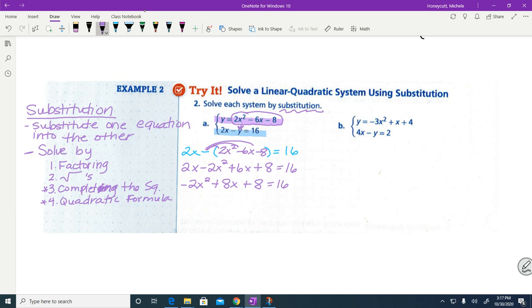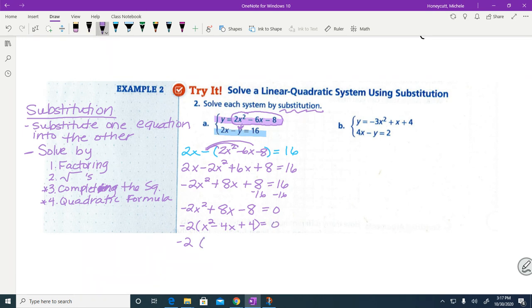So that means I need to set this equation equal to 0. I'll subtract 16 on both sides from the like terms. Negative 2x squared plus 8x, 8 minus 16 is negative 8 equals 0. There is a greatest common factor of negative 2, so I'll factor out negative 2. That leaves me with x squared minus 4x plus 4 equals 0. And if this factors, I need parentheses around the 4.